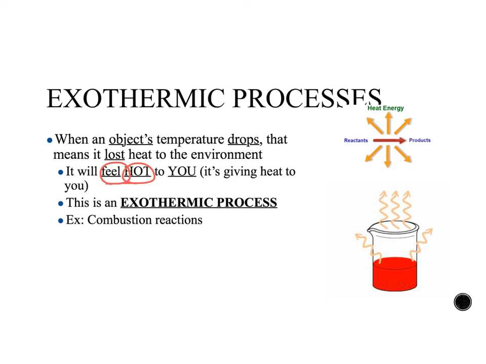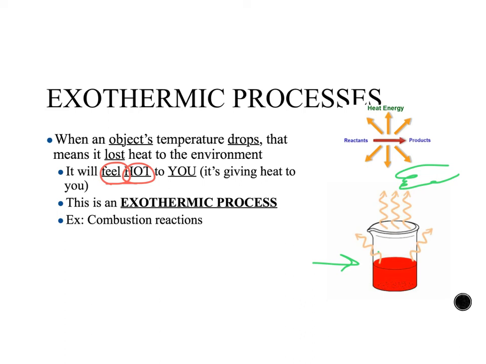Here's just a simple illustration. Here we've got some hot water, and again, these arrows indicate that it's losing heat to the environment. So if you put your hand, there you go, there's a hand over that beaker, you will feel the heat that it's being lost, okay? And this is what we call an exothermic process, when objects lose heat to their environment.